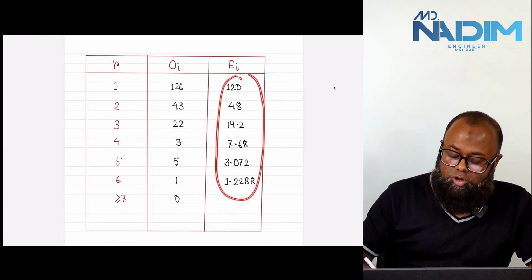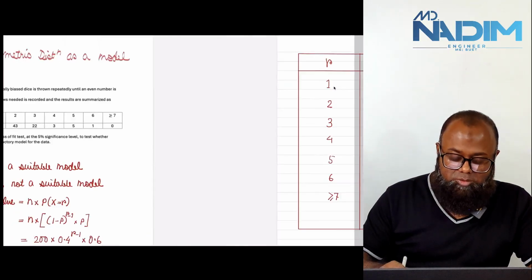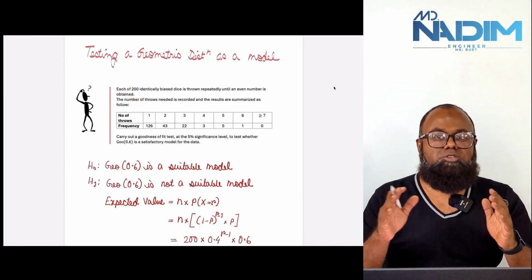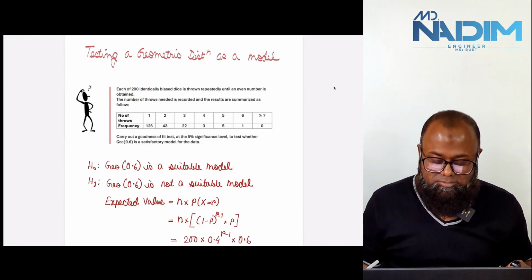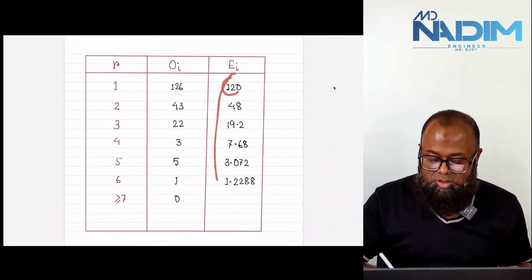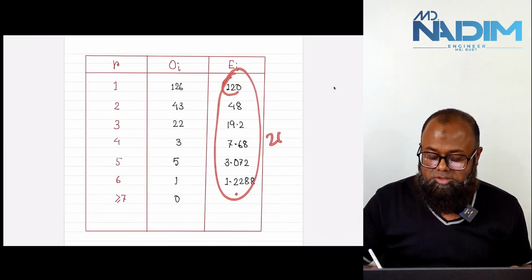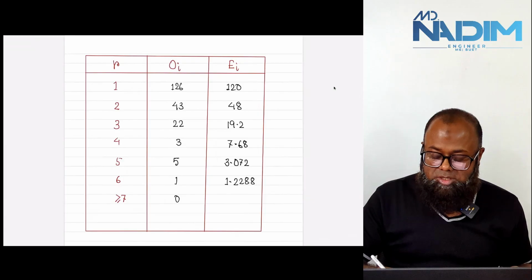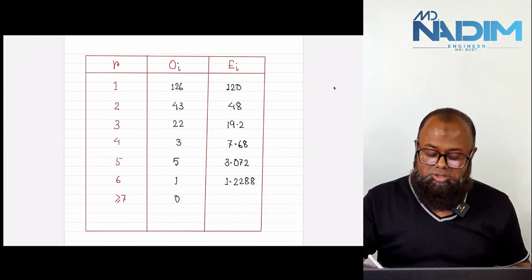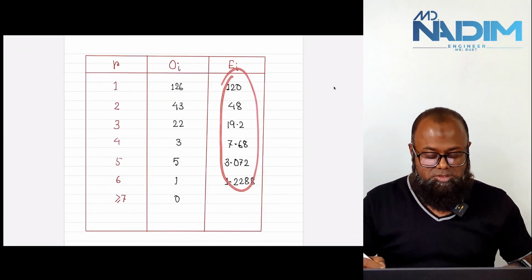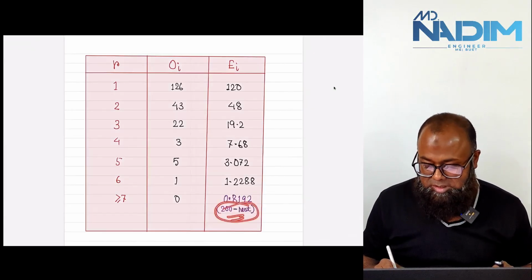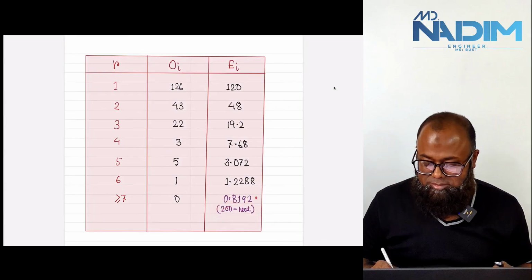Expected values, all the expected values should sum to 200 because that is the total number of dice. So if I subtract these values from 200, I will get this value. Just do that, 200 minus all of this, and you get this value. This is very important, guys. 200 minus the rest, you are getting this value.